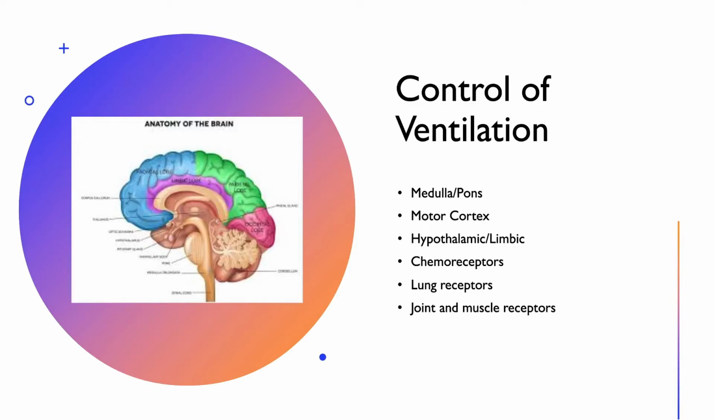You can, however, of course, hold your breath or force yourself to take a deep breath. That's a voluntary movement. And we know that voluntary movements are initiated by the motor cortices, the primary motor cortex, the premotor cortex, etc. And so voluntary inhalation and exhalation is initiated by the motor cortex. There's also some hypothalamic and limbic influence.